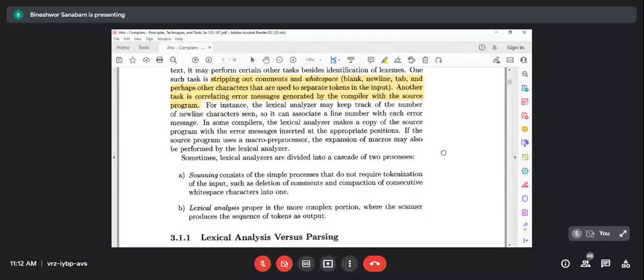A lexical analyzer can be seen as two processes. The first is scanning, and the second is lexical analysis. We also refer to the lexical analyzer as scanning. When we say scanning, we are just scanning the whole or the line of code. And when we talk about lexical analysis, we speak more about converting the scanned input to tokens.